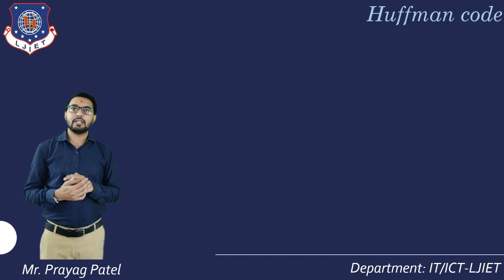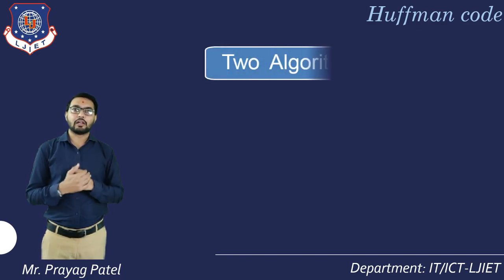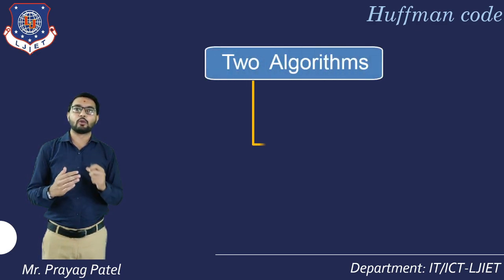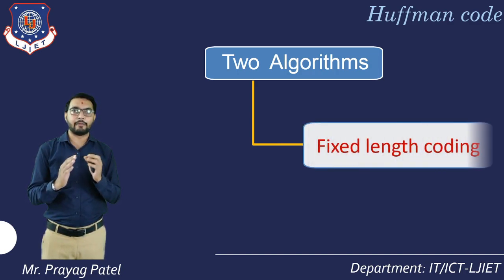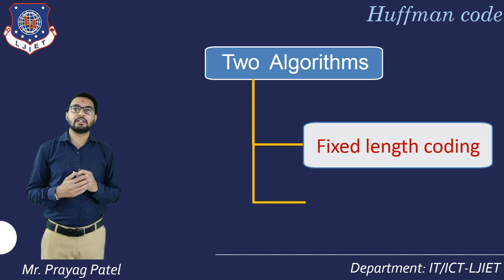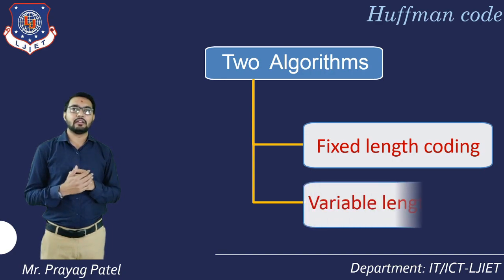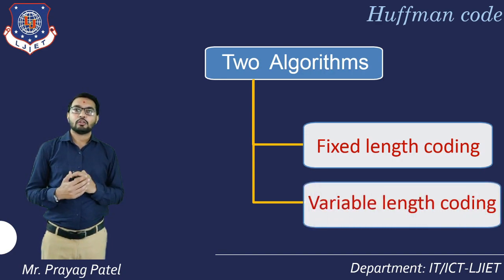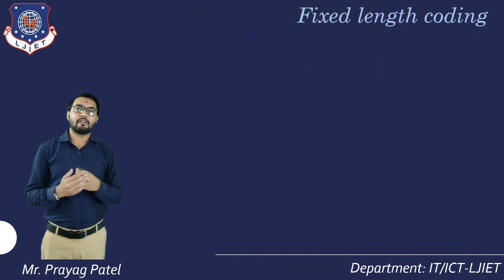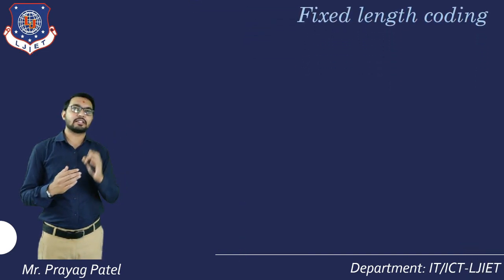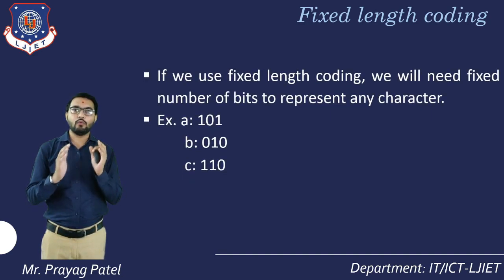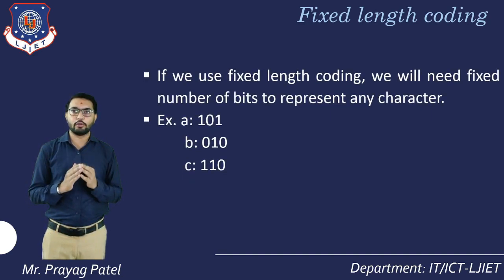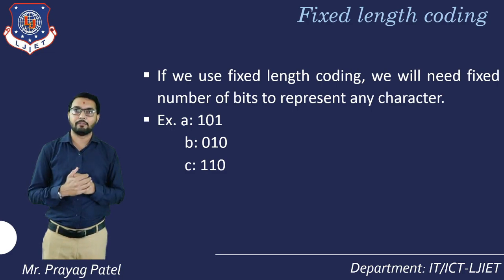Now consider the two methods or two algorithms for Huffman coding. First one is the fixed length Huffman coding and second one is the variable length Huffman coding. So you can understand one by one. First one is the fixed length coding. In fixed length coding, how can we find the Huffman code using the fixed length encoding method.